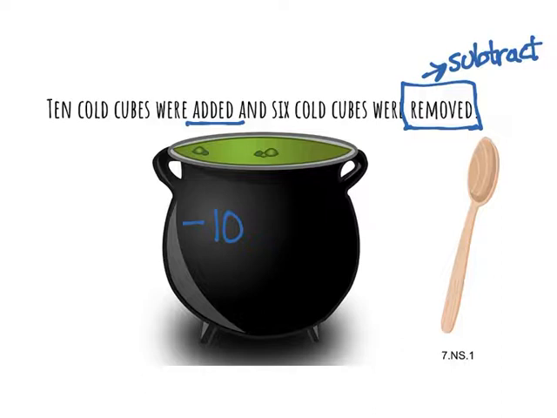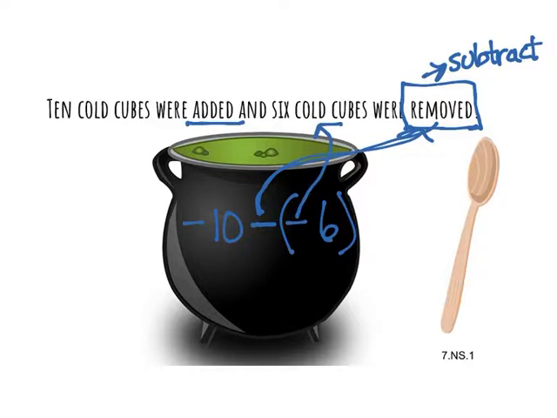We put it there. And 6 cold cubes were removed. So we have to take away, minus, because of that word removed, 6 cold cubes. How do we represent 6 cold cubes? Negative 6. So now I know you're probably thinking, what in the world? No. This was for the removed. And this represents the 6 cold cubes. All right? Now let's go back to what we talked about yesterday.